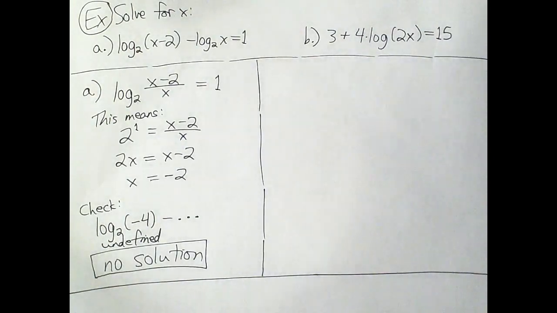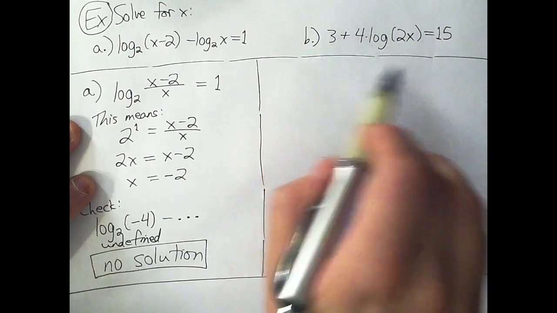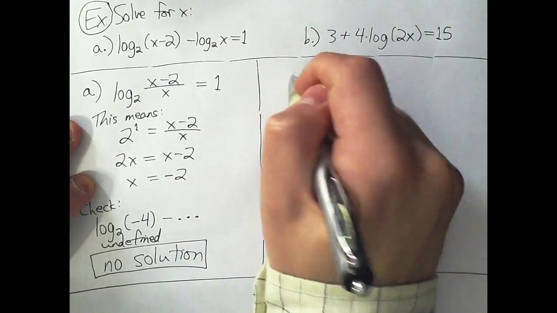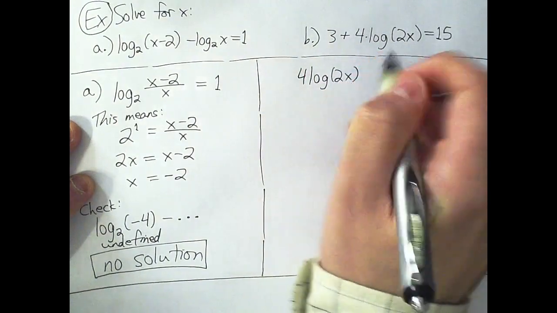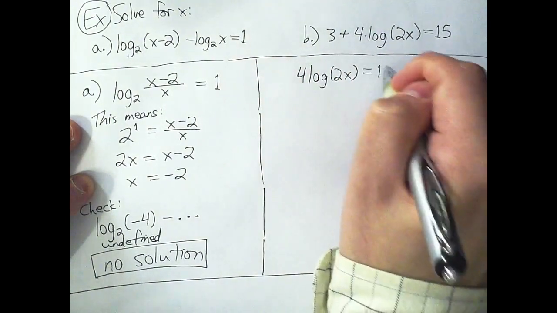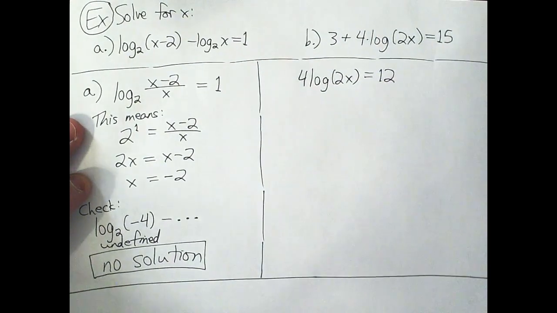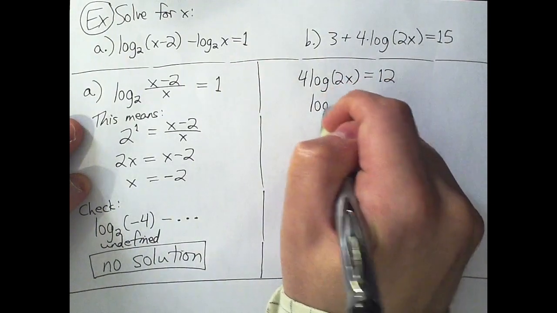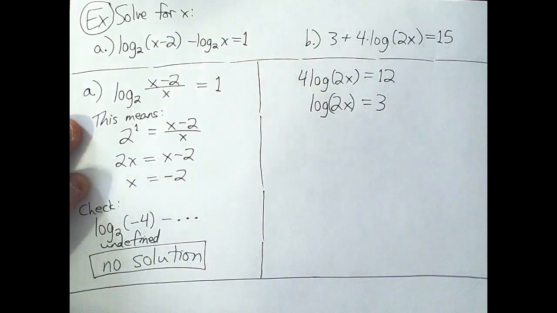Okay? Let's work on part B. Hopefully what you did on part B was subtract the 3 from both sides. Let's just get rid of that. So 4 log 2x, subtract 3 from both sides, you get 12. I think this is going to look very similar to one that we did a little bit earlier. Divide both sides by 4, you get a 3.